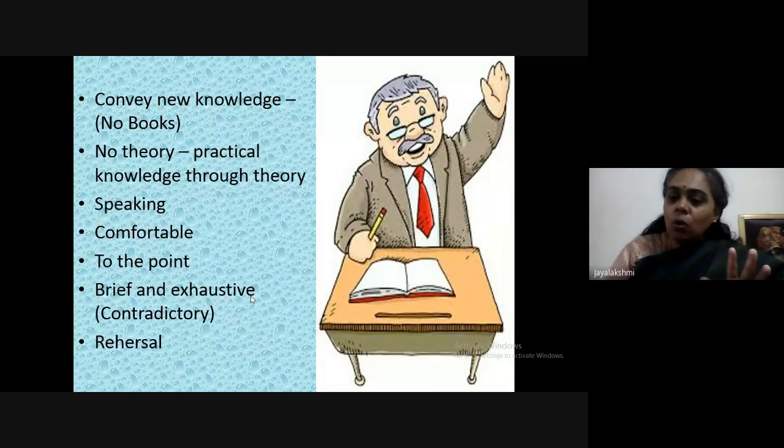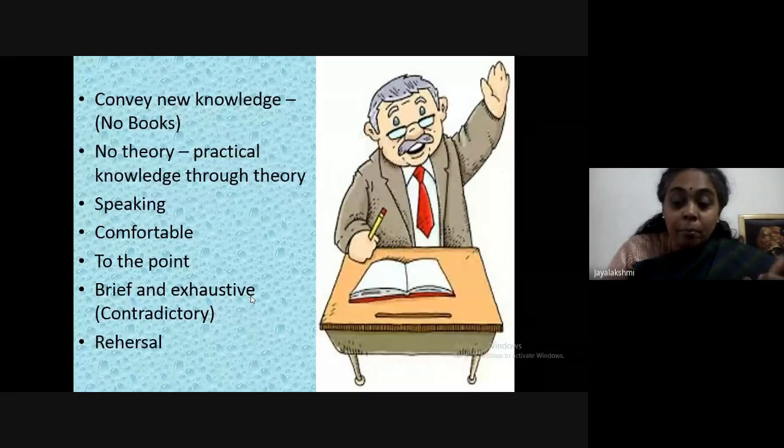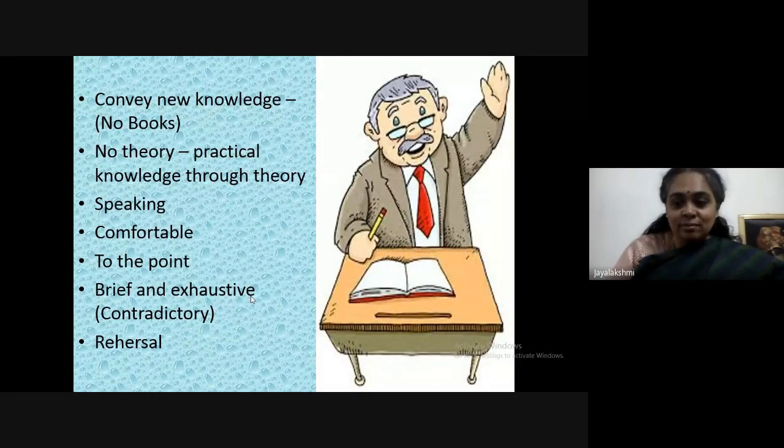New knowledge means what they might have heard, but they don't have thorough knowledge of. Many times we go by book knowledge. That is why I've written: no theory, practical knowledge through theory. You need to give them practical knowledge. Yes, you need to touch here and there on what has been told to them, especially in a class.